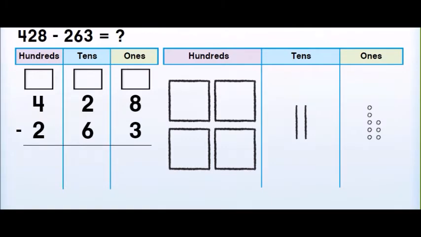Let's use the quick pictures to model this subtraction. 428 minus 263. First, subtract the ones. 8 minus 3 is equal to 5. Now let's look at the tens. There are not enough tens to subtract from. Should you regroup 100, 110, or 11?